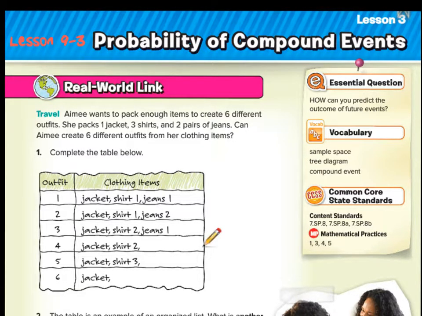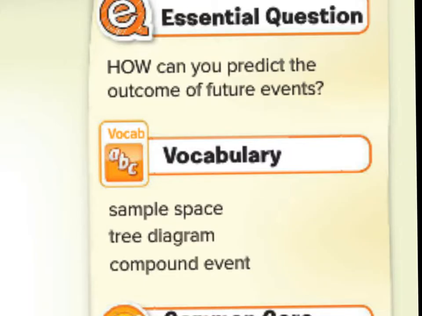Hello everyone, welcome to lesson 9-3, probability of compound events. We will continue to answer our essential question, how can you predict the outcome of future events, with the new vocabulary of sample space, tree diagram, compound event.